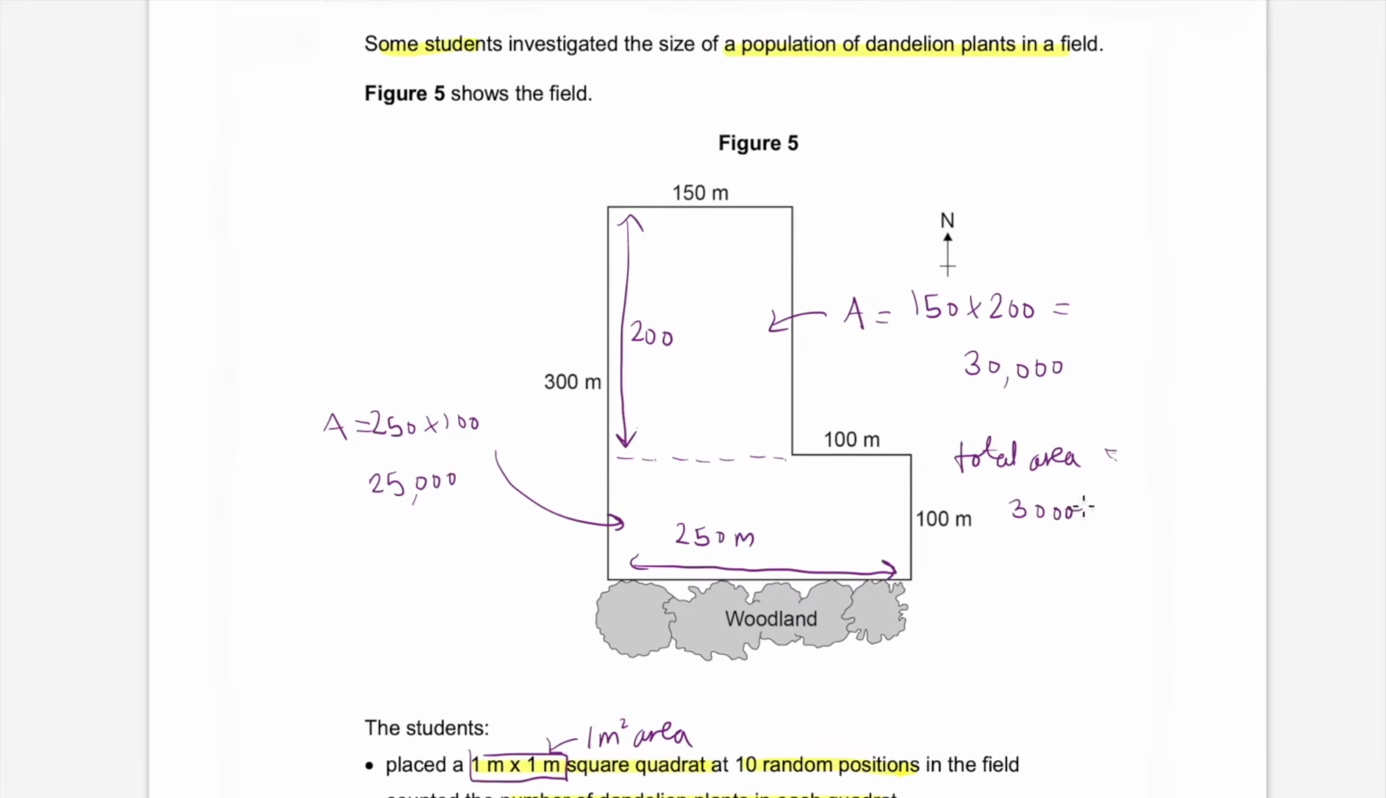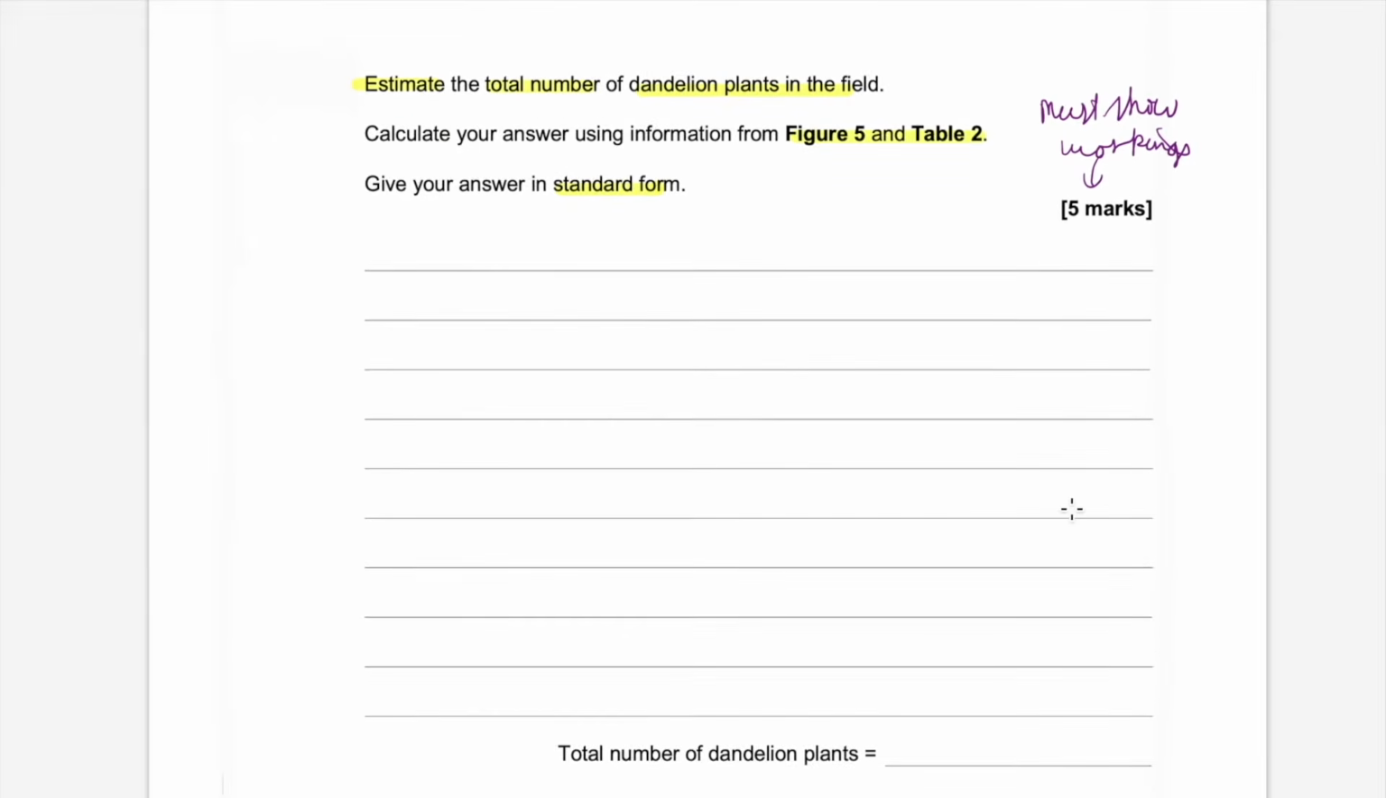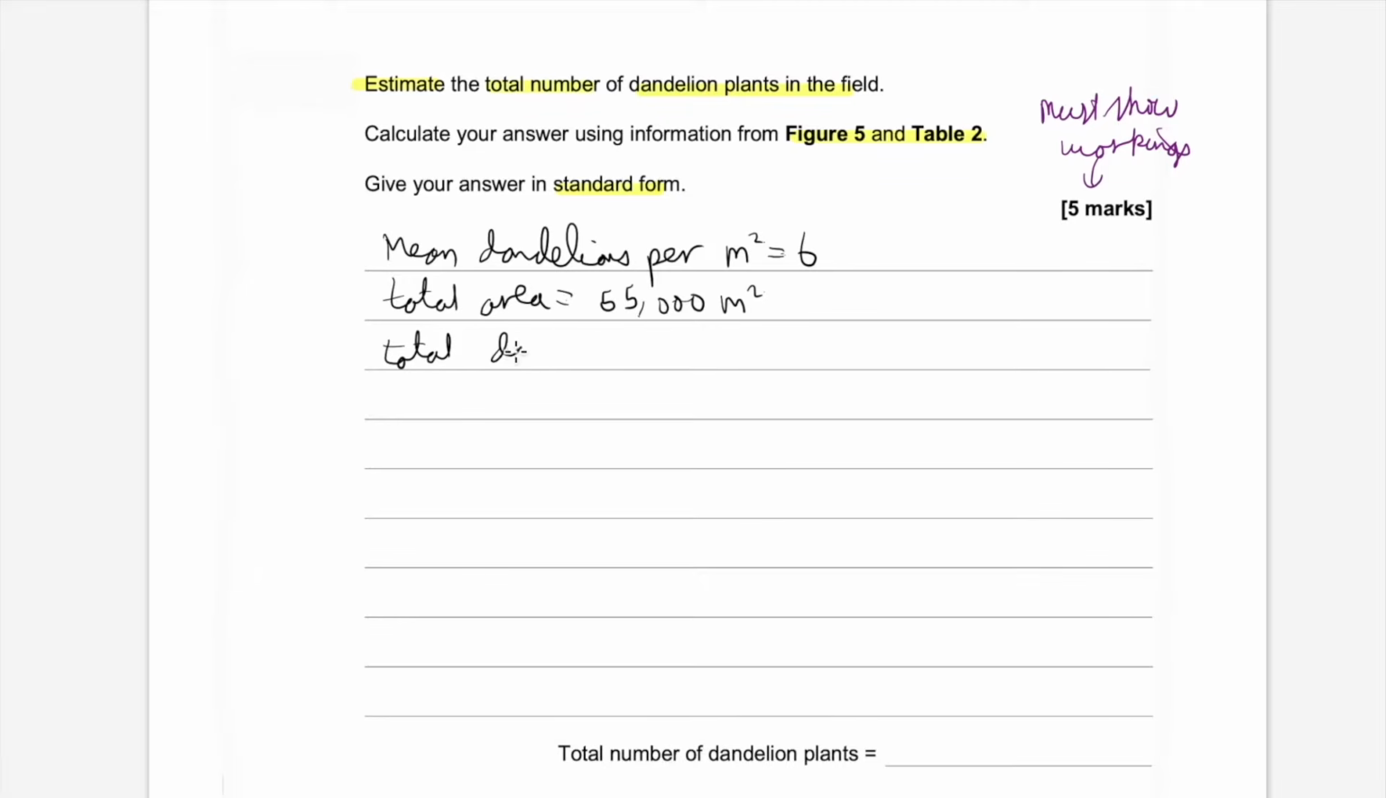We now need to write this into our answer. The key figures to mention are first of all the mean that we calculated, followed by the area, and then we need to calculate an estimate for the number of dandelions. So let's first of all state the mean dandelions per meter squared, which is 6. The total area is 55,000, and as we already stated, the total dandelions will be the product of these two, 6 times 55,000, which gives us a value of 330,000.